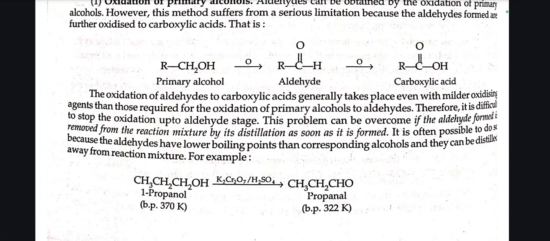This problem can be overcome if the aldehyde formed is removed from the reaction mixture by distillation as soon as it is formed. It is often possible to do so because aldehydes have lower boiling points than the corresponding alcohols and they can be distilled away from the reaction mixture. For example, 1-propanol having boiling point 370 Kelvin is treated with K2Cr2O7 and H2SO4 to give propanal having boiling point 322 Kelvin.